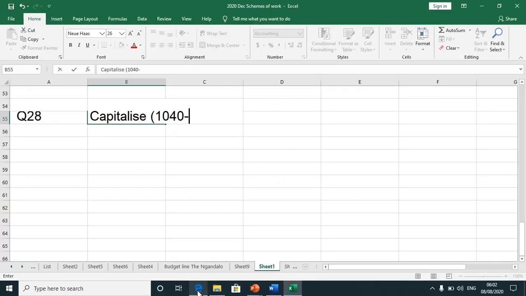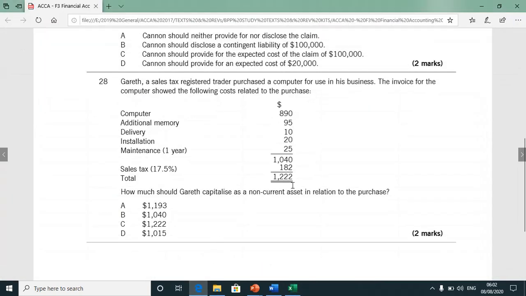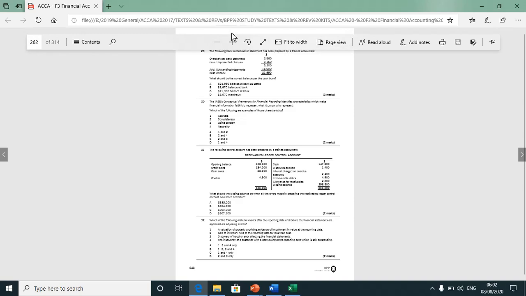1040 minus 25. How much do we have? If we can do the maths. Don't take it for granted that the students know these things. 1015. So that's the answer there, ignoring of course the sales tax, assuming of course that the sales tax can be recovered. So the answer is supposed to be D. Okay, let me now go to the next questions.